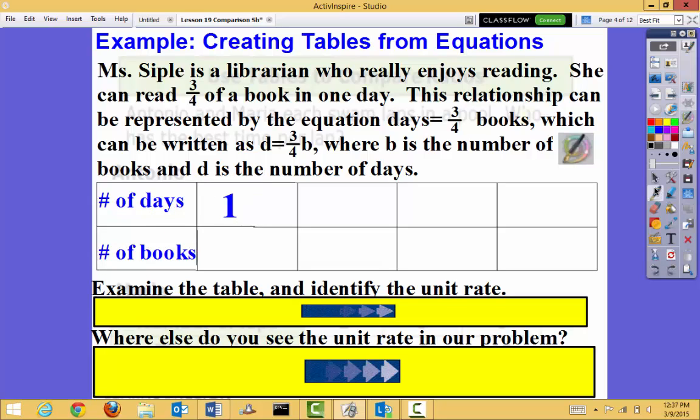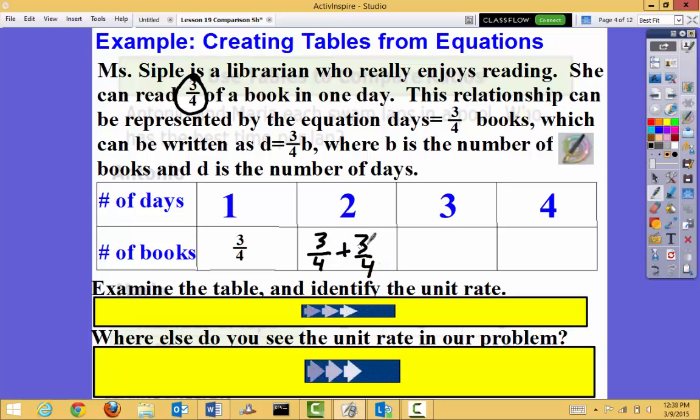So my first day, I'm going to look at my equation. How many books did she read? Well, she can read 3/4 of a book. So my first day, she's going to read 3/4 of the book. My second day, third day, fourth day, should be easy for you to fill out. This is my hard part. What do I do next? Well, there's 2 of these, so that means it's going to be 3/4 plus 3/4. Day 1, day 2, and I'm going to add them together. So that's going to be 6/4, or I can simplify it as 1 1/2.